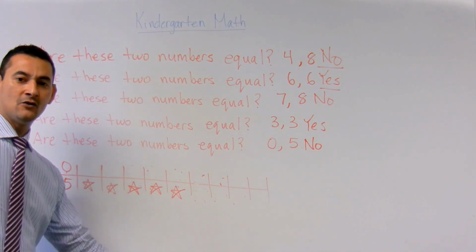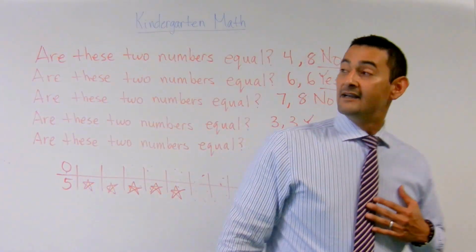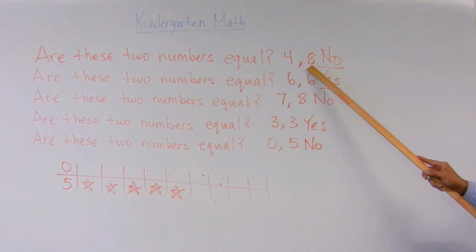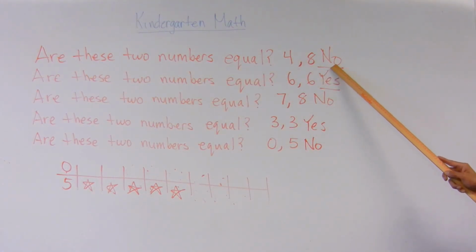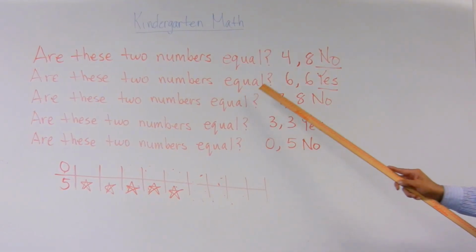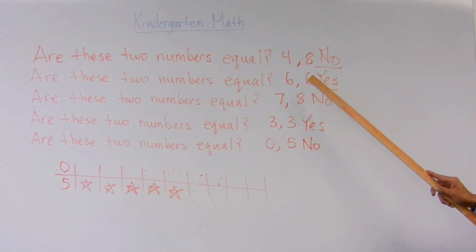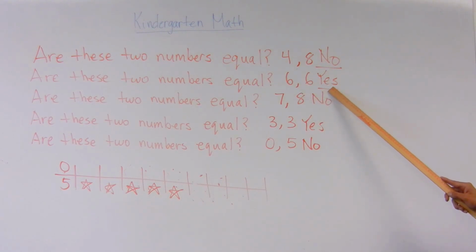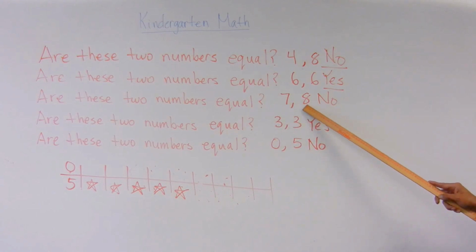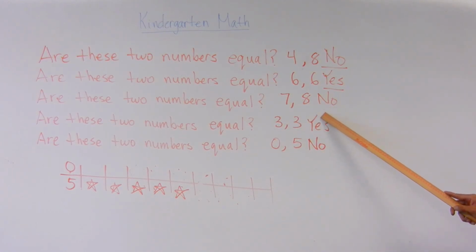So let's go ahead and go over these again, okay? Are these two numbers equal, 4 and 8? Nope, they're not. They're not the same. Are these two numbers equal, 6 and 6? Are they the same? Yes, they are. They're equal to each other. Are these two numbers equal, 7 and 8? They're very different, aren't they? So the answer is no, they're not equal.